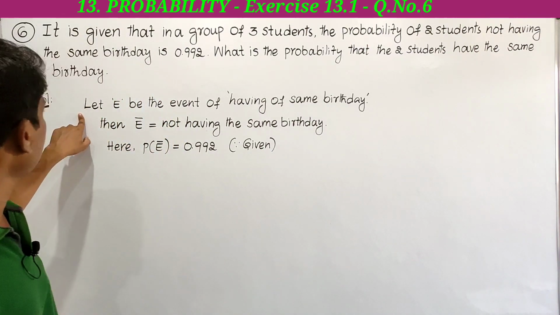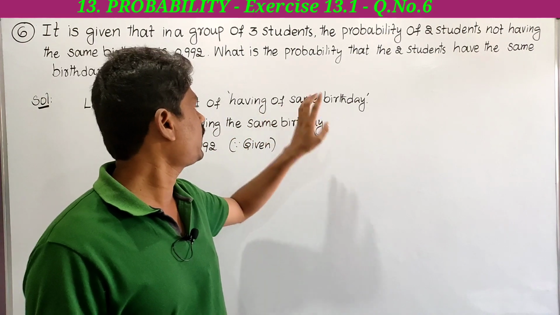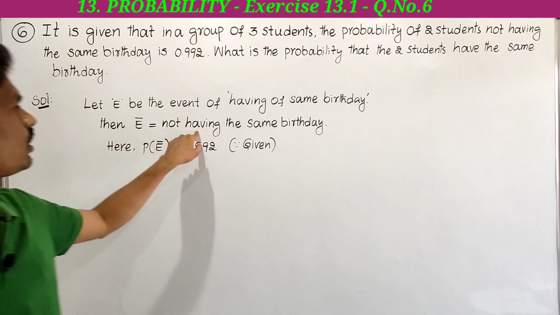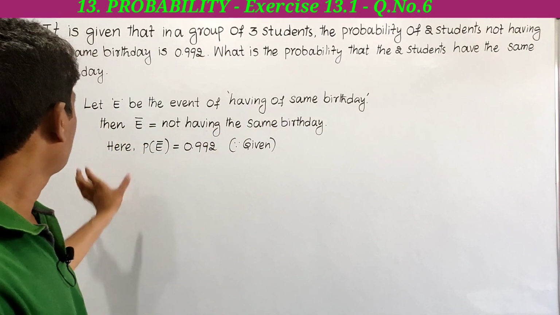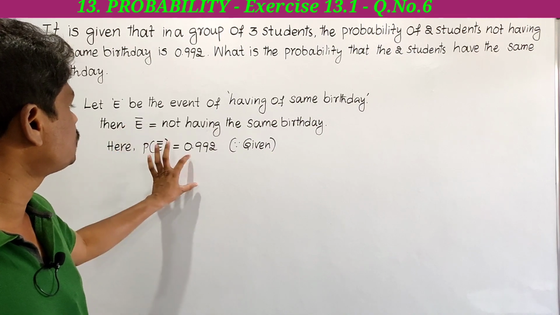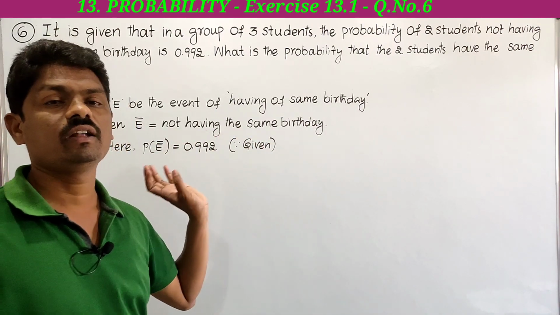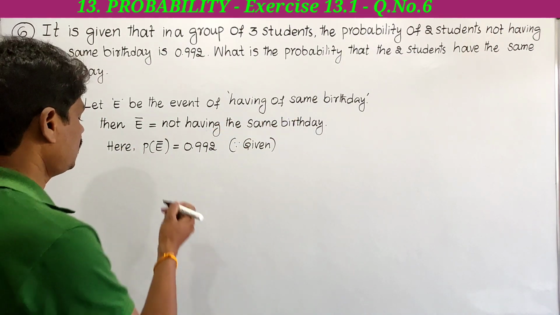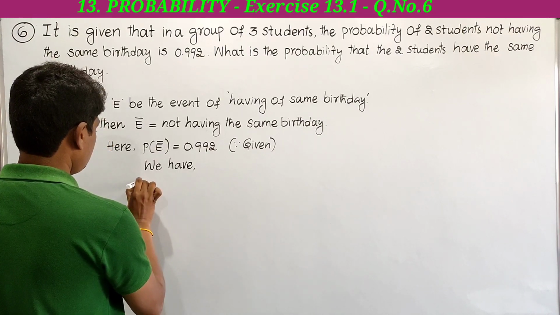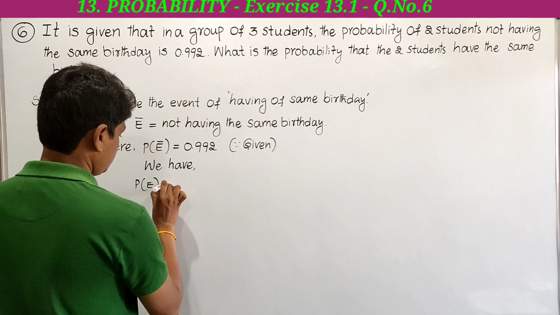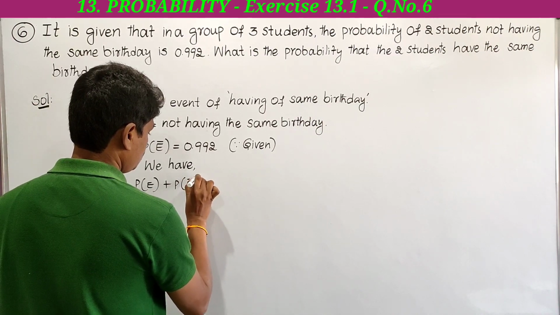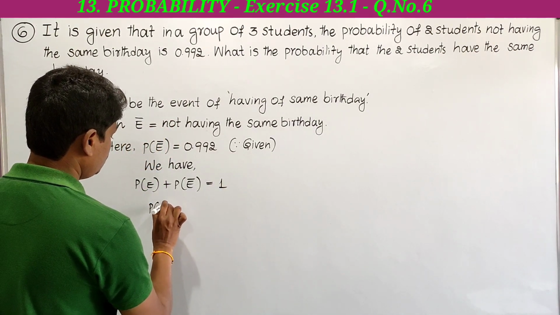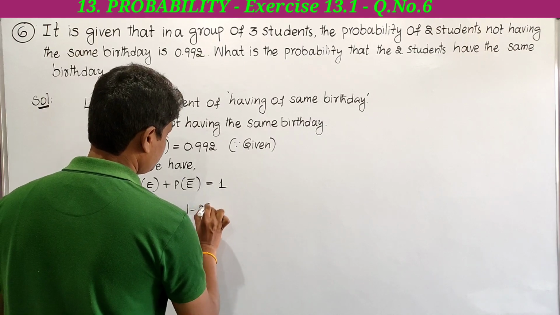So see here, let E be the event of having the same birthday. Then E bar, or not E, is not having the same birthday. So here P of not E he has given as 0.992. We know P of E plus P of not E is equal to 1. So we have to find P of E. Probability of E is equal to 1 minus P of not E.